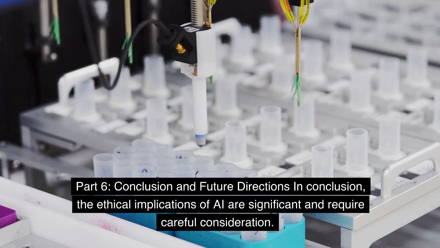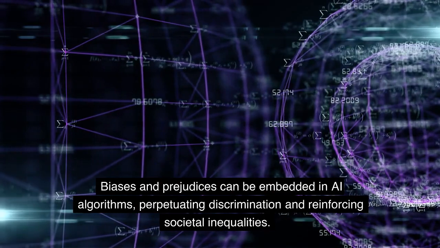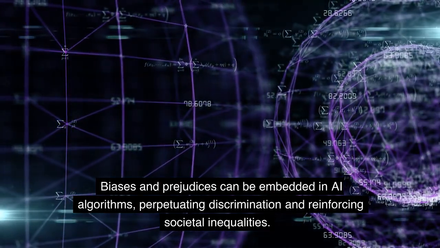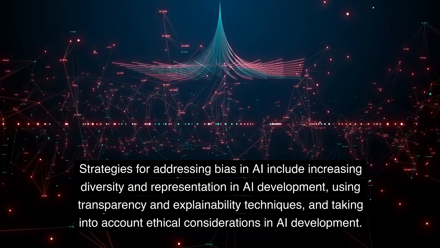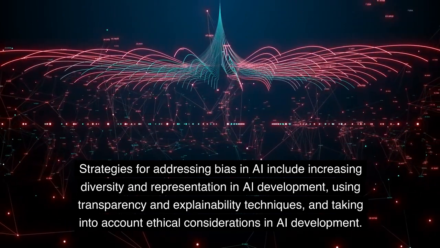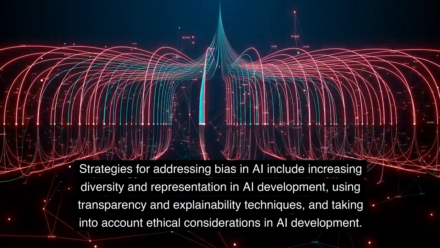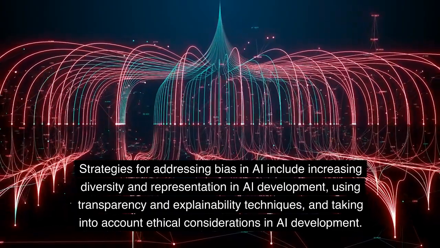Part 6. Conclusion and future directions. In conclusion, the ethical implications of AI are significant and require careful consideration. Biases and prejudices can be embedded in AI algorithms, perpetuating discrimination and reinforcing societal inequalities. Strategies for addressing bias in AI include increasing diversity and representation in AI development, using transparency and explainability techniques, and taking into account ethical considerations in AI development.